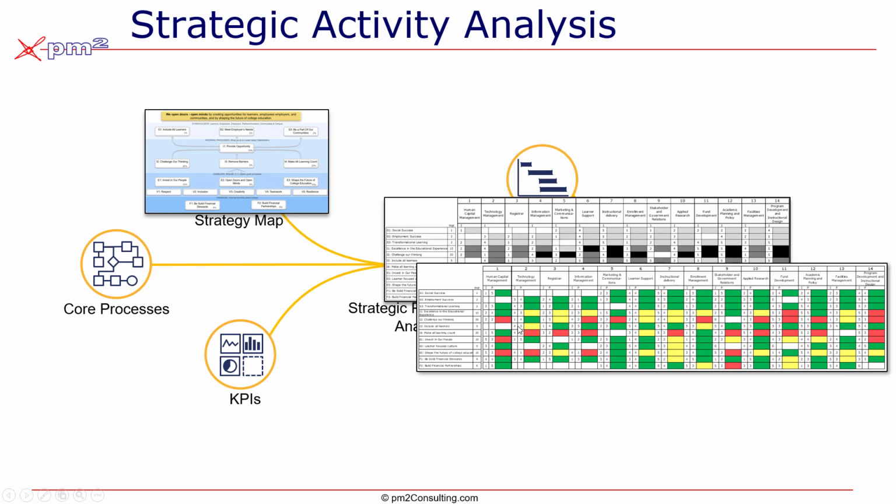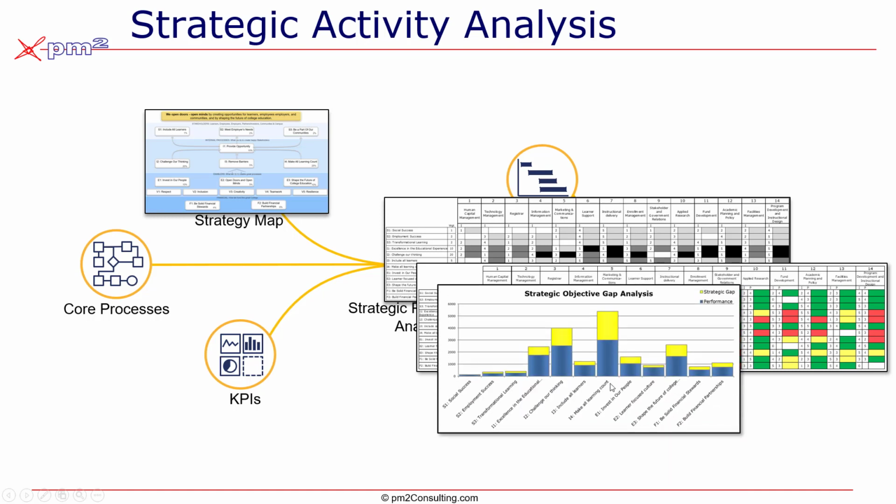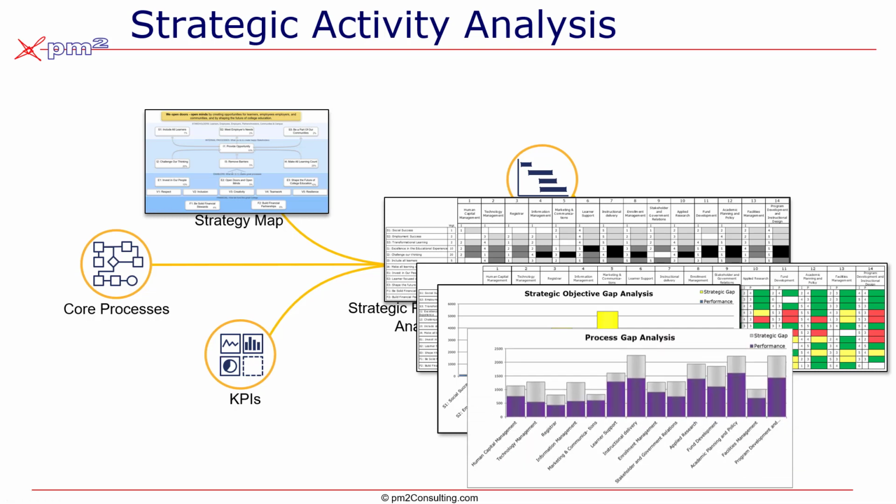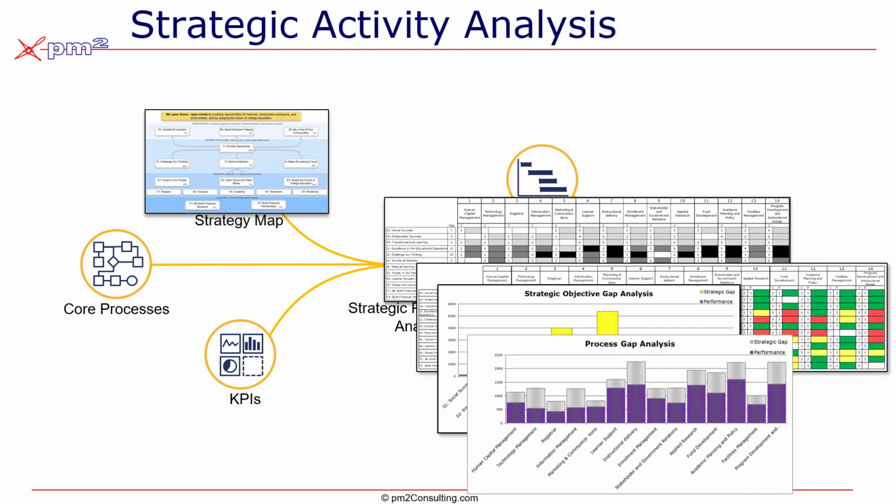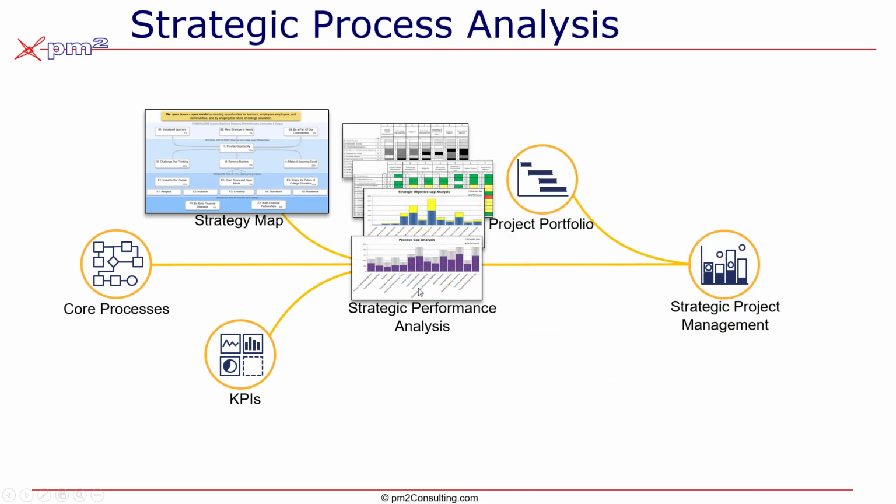Now, we can actually add this up horizontally and give you a chart like this that shows the level of process support we need for each objective, how well we're currently performing in the blue, and the gap between current performance and what the strategy calls for. This allows us to better focus our business process improvement activities. Or we could add that up by column and see the same performance by process. So that's the process analysis.